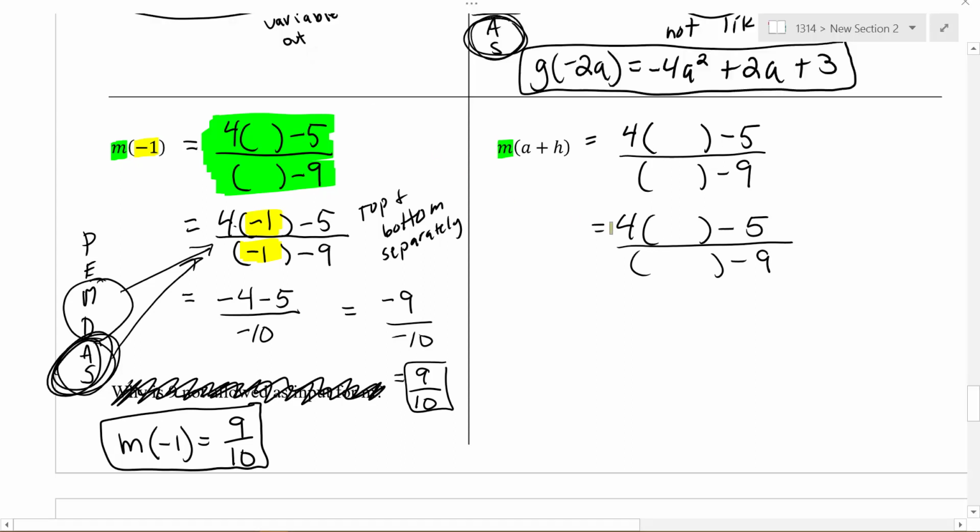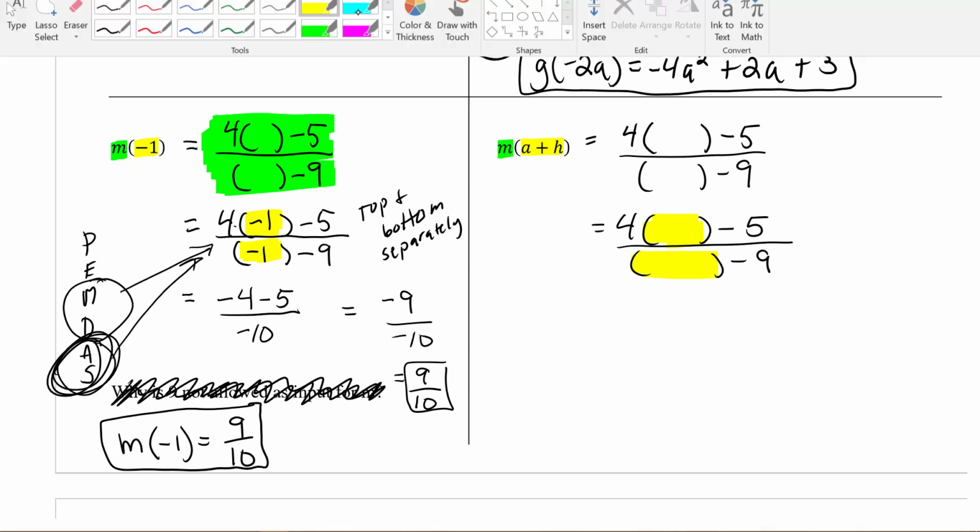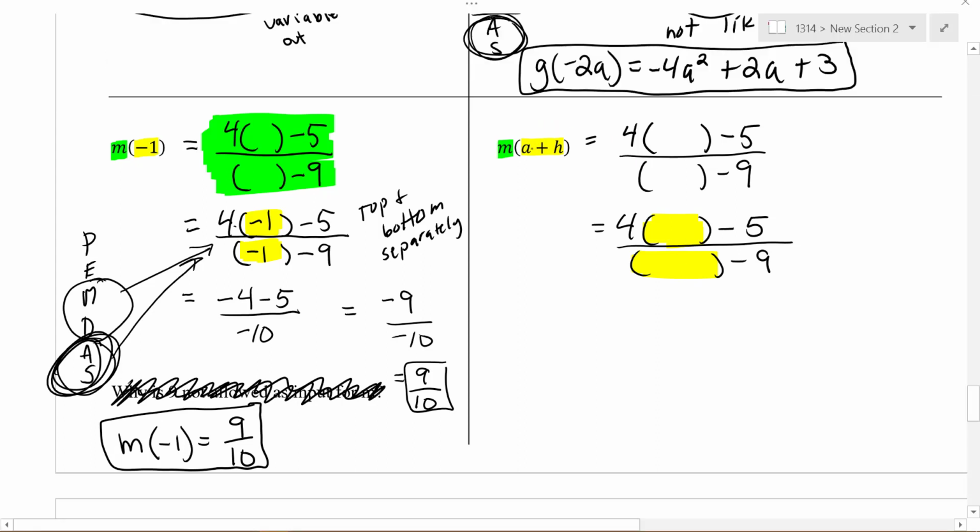Okay, step number 2 says now we want to say, well, what are we going to put inside of those empty parentheses? Whatever's inside of the parentheses on the left side, that's what I'm going to drop into the parentheses on the right side. So this time I have a plus h. So I'm going to copy a plus h into the parentheses on the right-hand side of our equal sign. I'm going to simplify as much as I can, once again, top and the bottom separately, and I'm going to use PEMDAS.